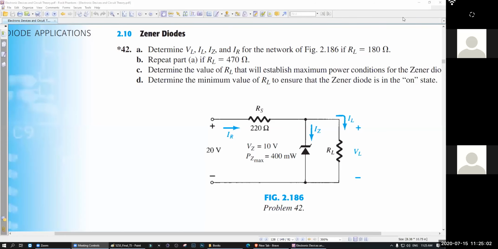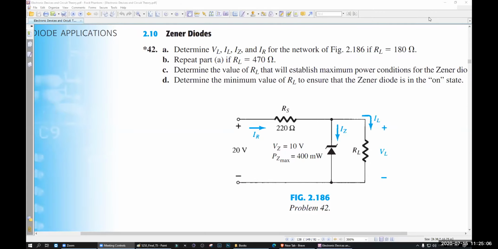Okay, let's solve this math. Here they say determine VL, IL, IZ, and IR for the network of the figure, if RL is 180 ohm. Here RL is given, so you have to find out all the values. Those are actually pretty simple. Let's solve the math.